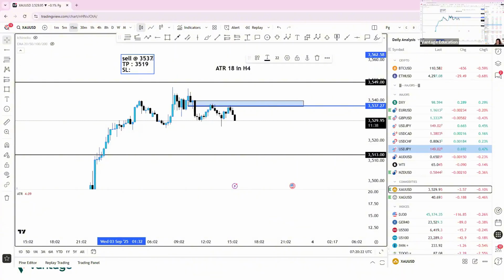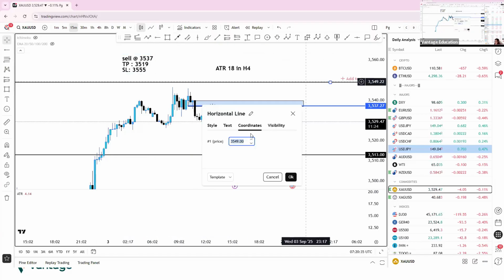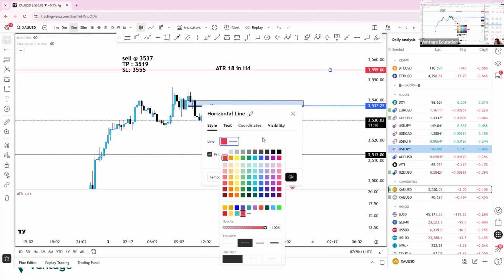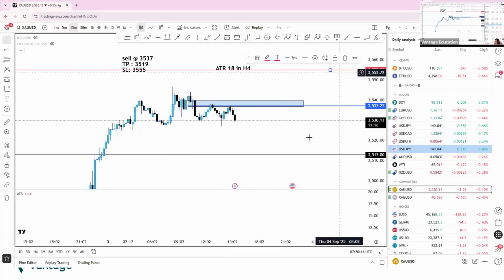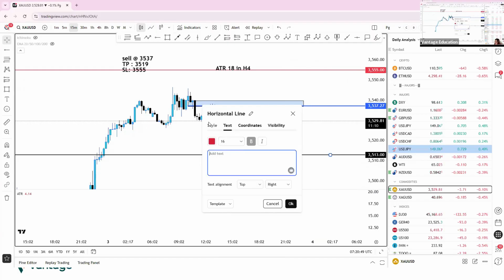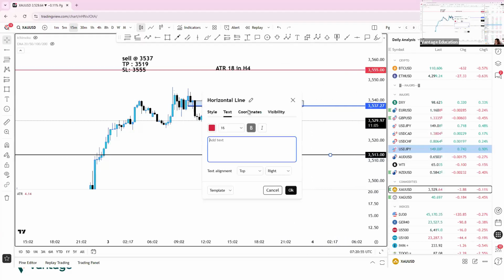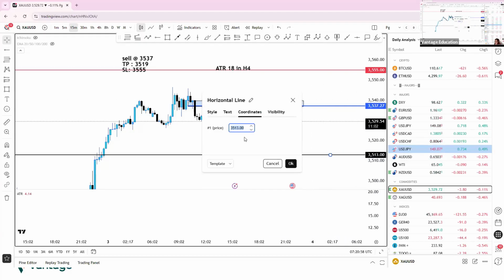You get 3537, which is your entry. You plus 18 because you want to get 1 to 1 ATR. Okay, SL will be 3555. That's going to be your stop loss. I change to red color. And your take profit is going to be, oh no, here, 3519.